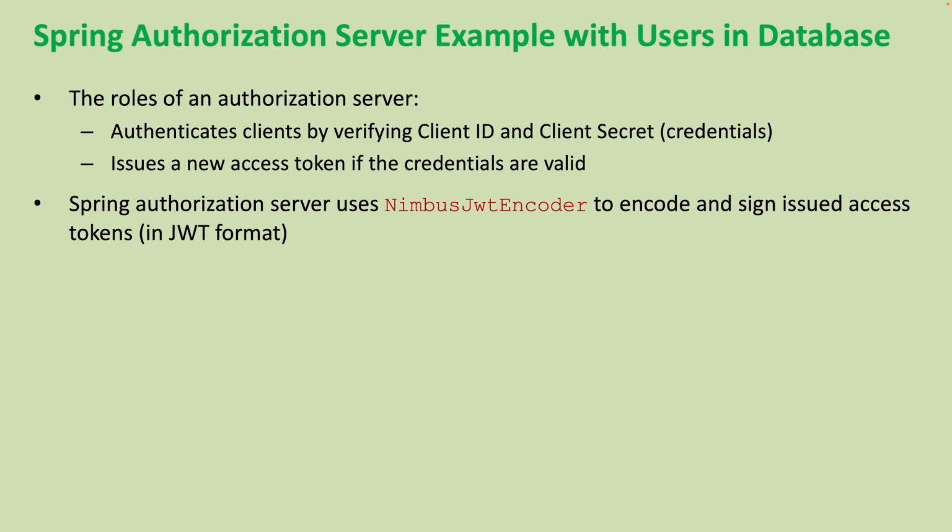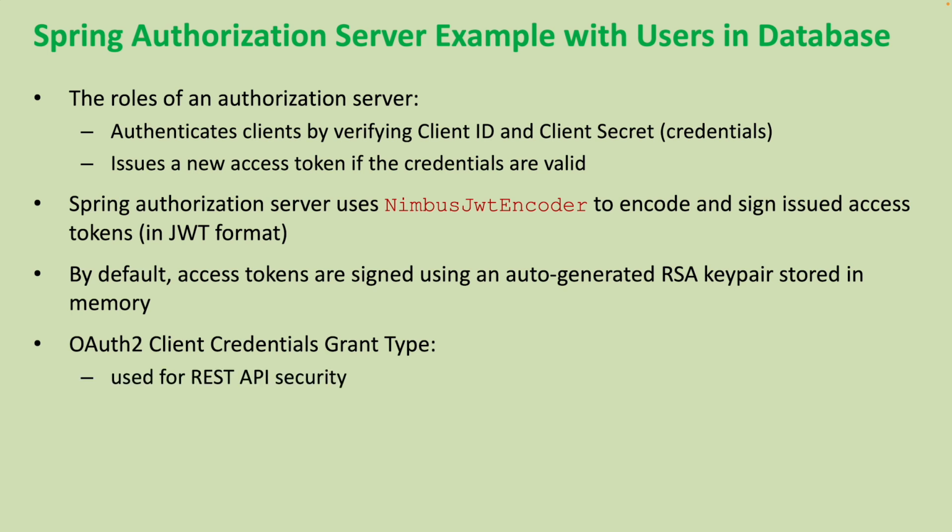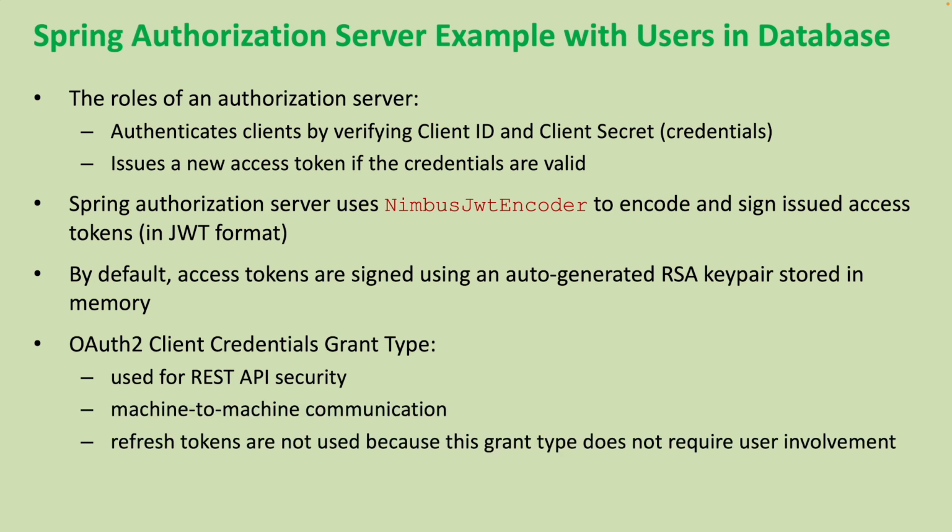And Spring Authorization Server uses the Nimbus JWT encoder to encode and sign issued access tokens in JWT format. By default, access tokens are signed using an auto-generated RSA key pair stored in server's memory. And the OAuth 2 client credentials grant type is used for REST API security. It is machine-to-machine communication. And in this grant type, refresh tokens are not used because this grant type does not require user involvement.